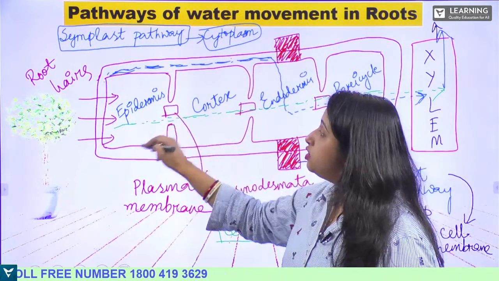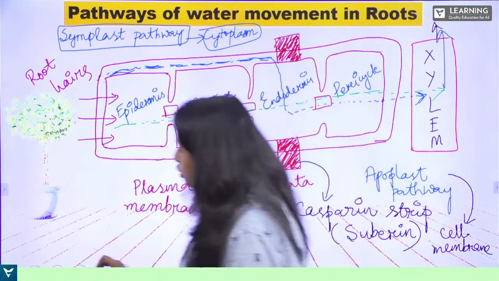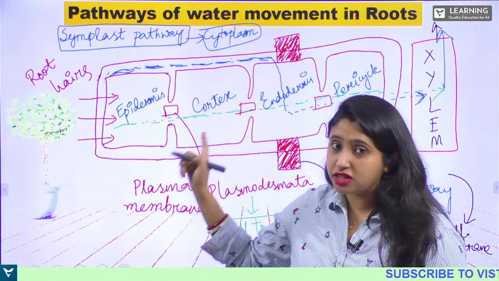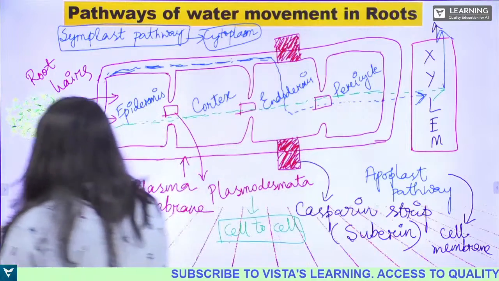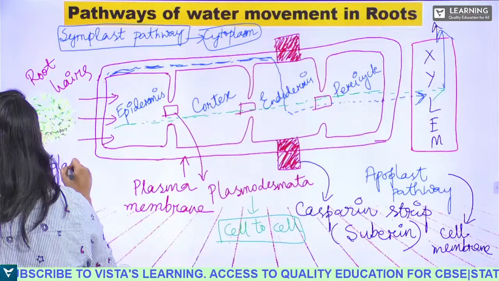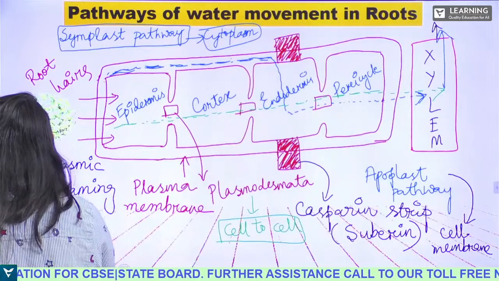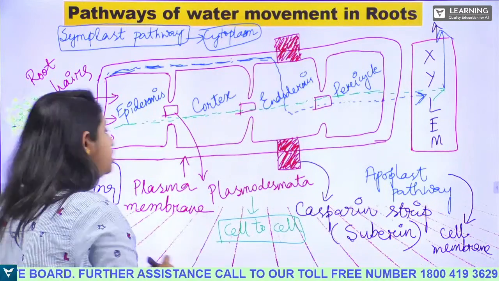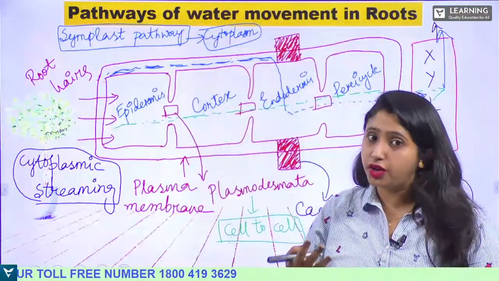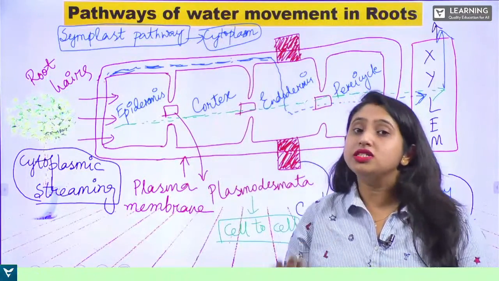When these molecules move through the cytoplasm, there is cytoplasmic streaming. Cytoplasmic streaming takes place when the molecules are passing through this pathway. Now, what is cytoplasmic streaming? Inside the cytoplasm there are various cell organelles, and they interchange, they change their places. That is known as cytoplasmic streaming.